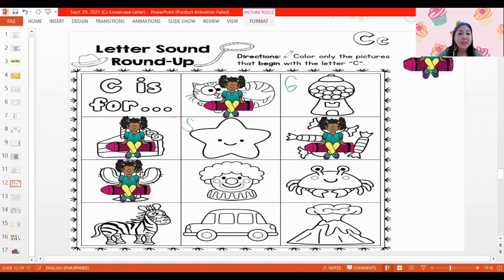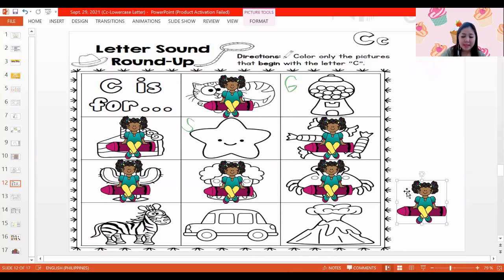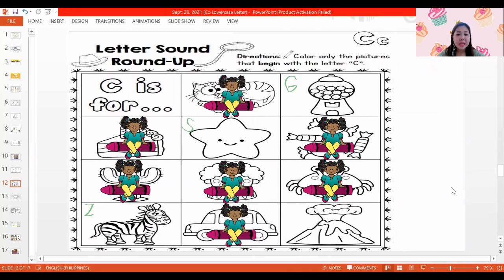C is for cactus. Correct. C is for clown. Also correct. C is for crab. Also correct. C is for zebra. No, zebra begins with the letter Z. C is for car. Correct. How about for volcano? No, volcano begins with the letter V.